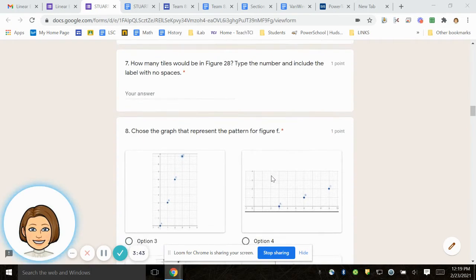Number 7, use the equation that you came up with. Y equals something x plus something. So make sure your equation is correct with the numbers. How many tiles would be in figure 28? Type the number and include the label with no spaces. So you would say number, whatever number you came up with, tiles. Make sure you have the label.